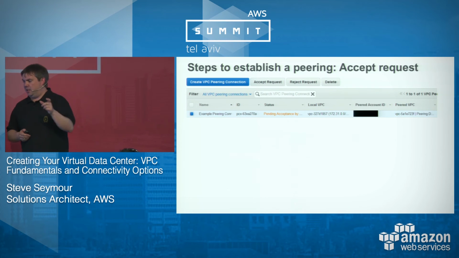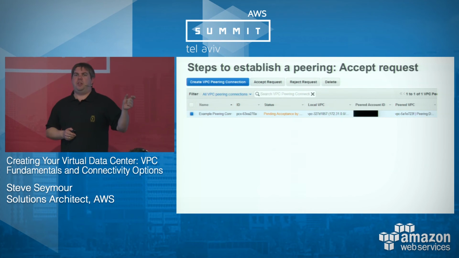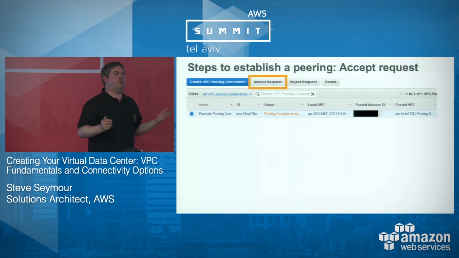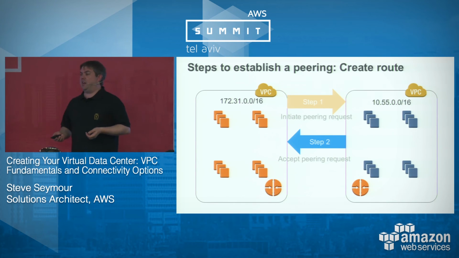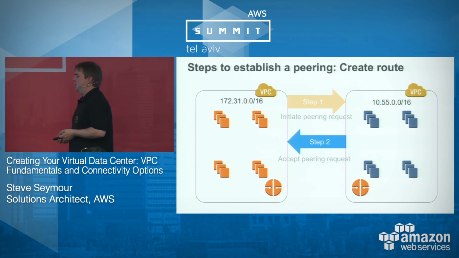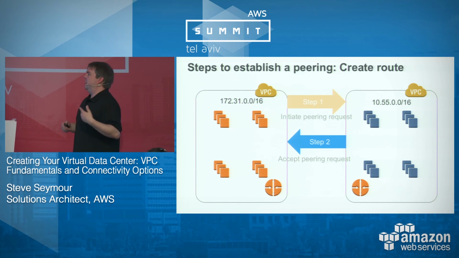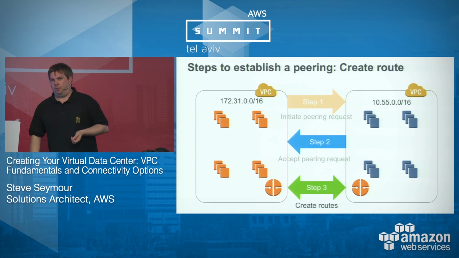It will show as pending in the console. You have to select that peering connection and then click accept. Once that's done, great. We have two VPCs that are allowed to talk to each other. But let's go back to that principle that only interesting things happen in the VPC when you have routes. So now that we have the agreement in place, now let's put an entry in our route table.